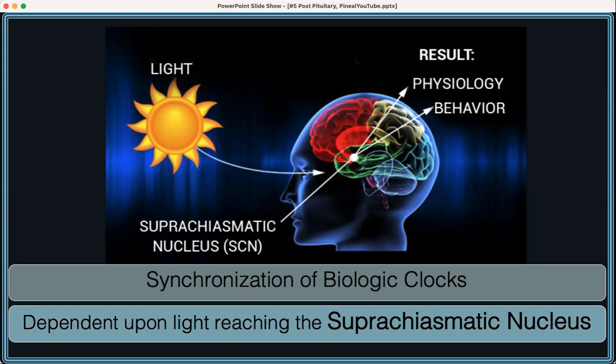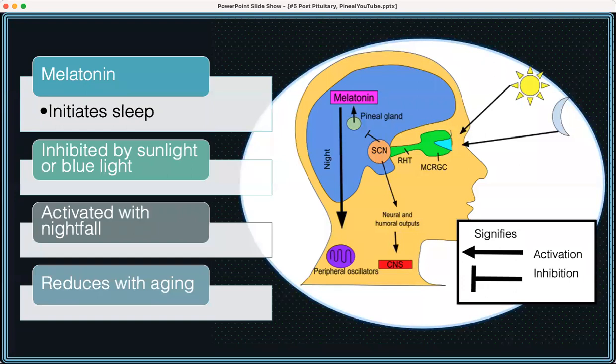But the point I bring this up is it not only synchronizes clocks, but without light, you can result in severe depression, behavior disturbances, and physical ailments. So for melatonin, it gets synchronized with light, but light actually inhibits, so that in these images where light is hitting the suprachiasmatic nucleus, there's an inhibition of the pineal gland for releasing melatonin. When darkness falls, it activates melatonin production.